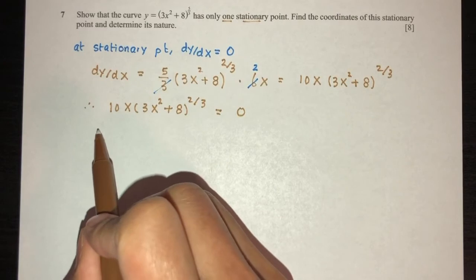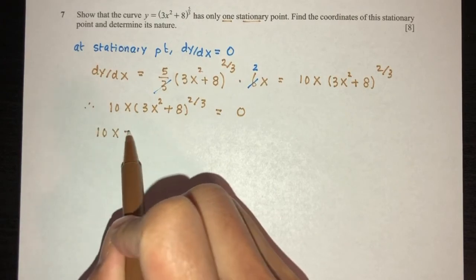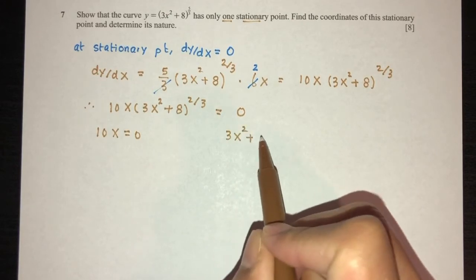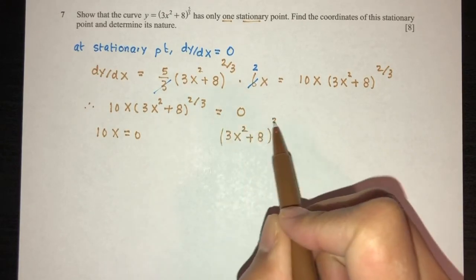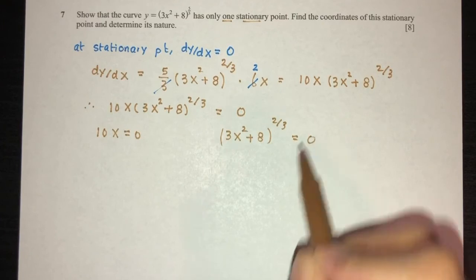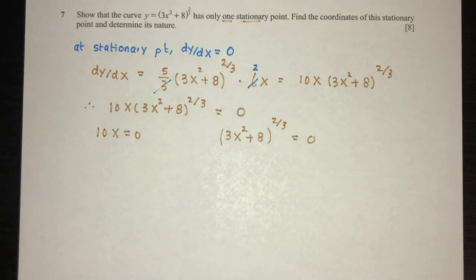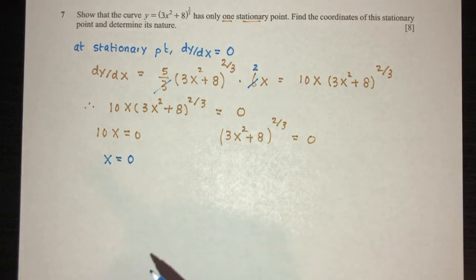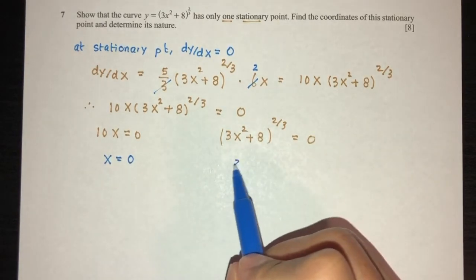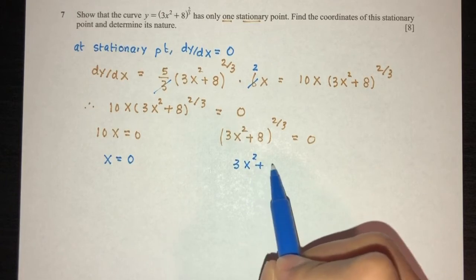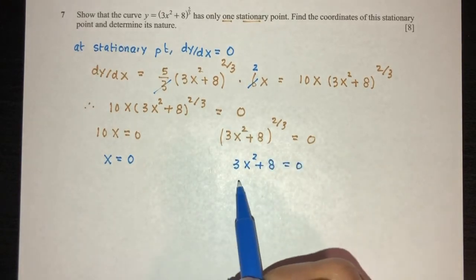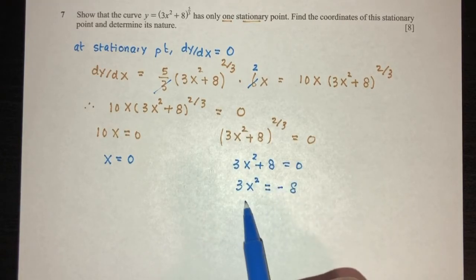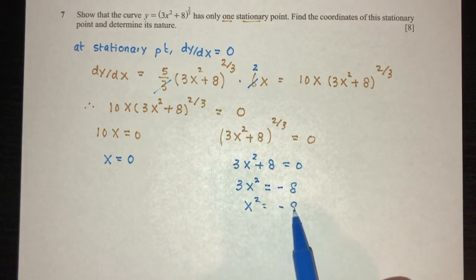So from here you will have two possible answers. 10x is 0, or you will have (3x squared plus 8)^(2/3) is 0. So let's solve one by one. This one is pretty easy. x will be 0, that's your first point. And this one will be 3x squared plus 8 is 0. 3x squared is equal to minus 8. So x squared is equal to minus 8 over 3.